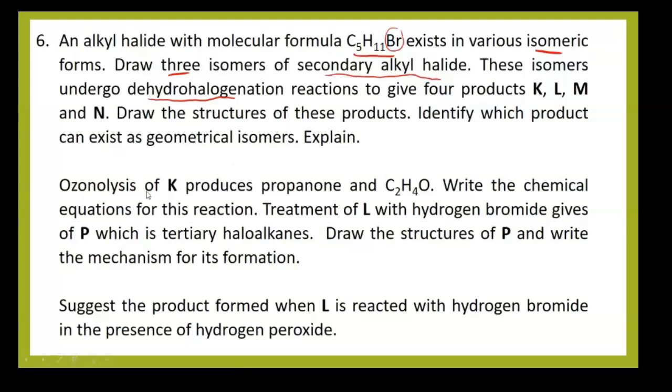Okay, now we move to the second part of the question. We say ozonolysis of K produces propanone. Earlier, remember the four products that you labelled for dehydrohalogenation. We cannot label which one is K, L, M, N yet. Now the ozonolysis of K produces propanone and C2H4O. So you write the equation of this one. K produces propanone and C2H4O. Now write the chemical equation for the reaction.